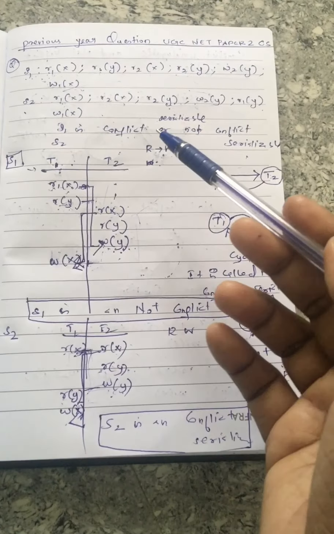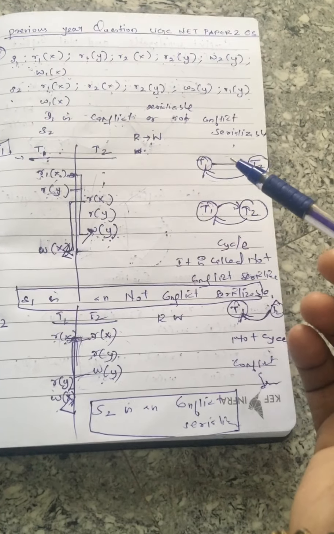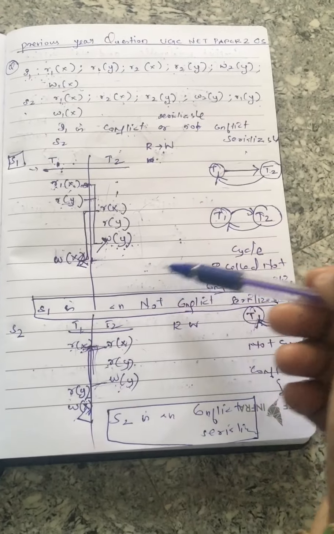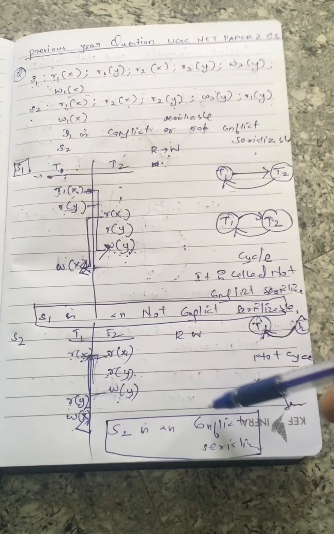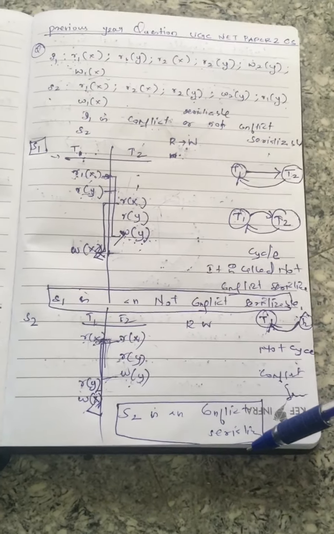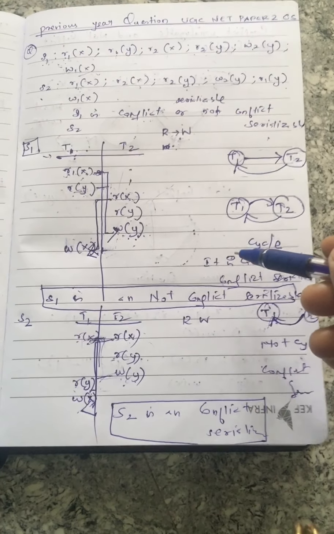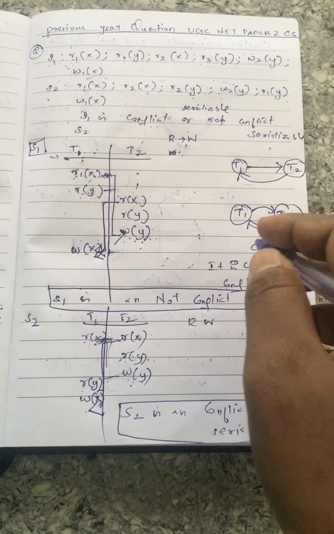Among the choices, we have to select S1 is not conflict serializable, S2 is conflict serializable. This is how we handle this question.